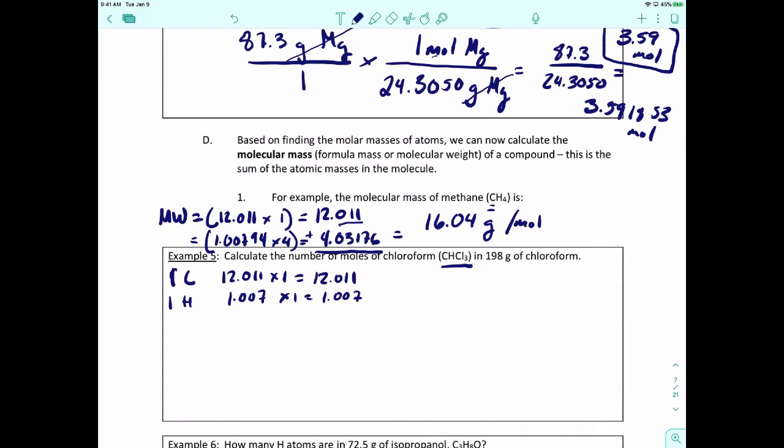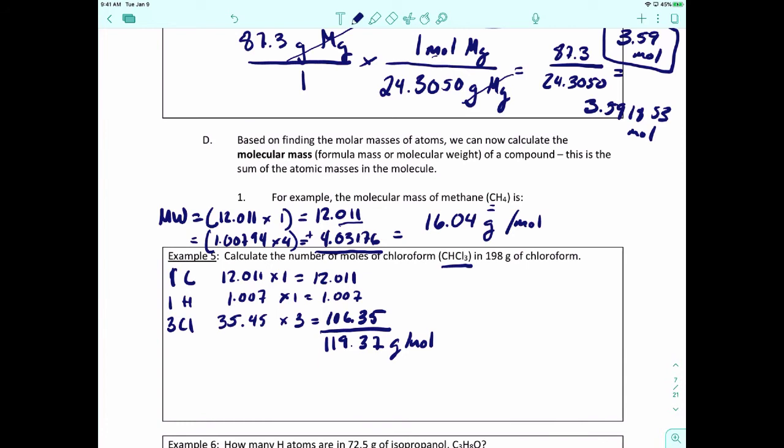All right. Now, Cl. You got 3 Cls, and that's going to be 35.45 times 3, 106.35. And so if I add these all together, 12.011 plus 1.007 plus 106.35, the final mass that I get is 119.37 grams per mole. So that's going to be your molar mass of chloroform.